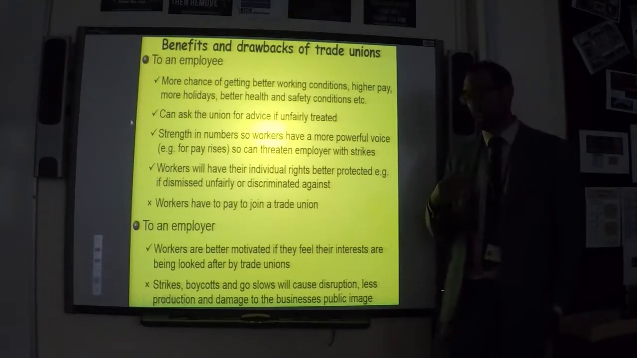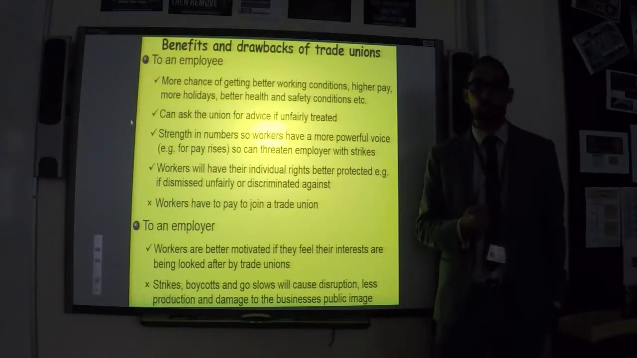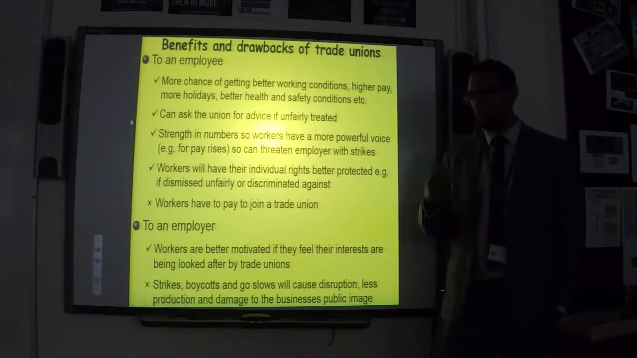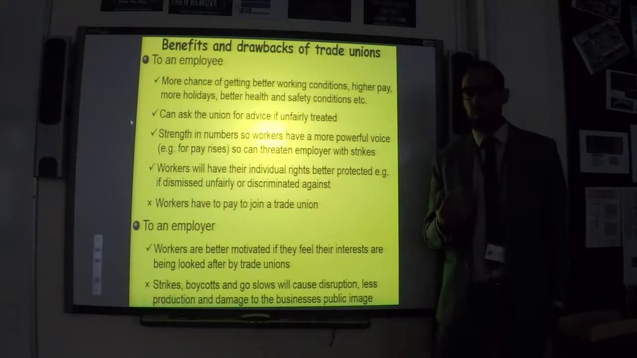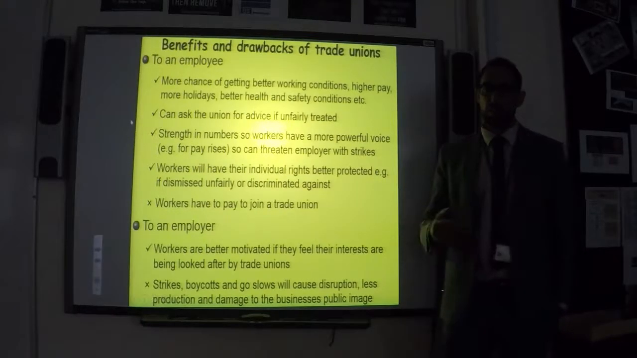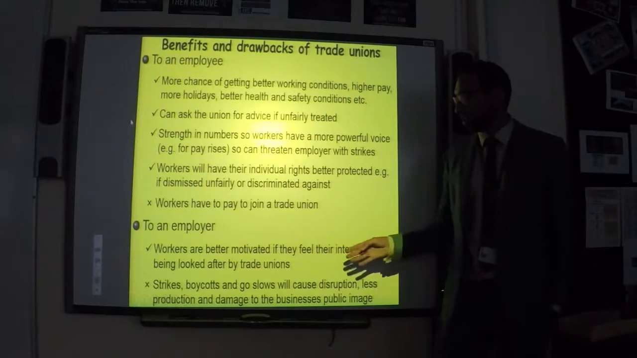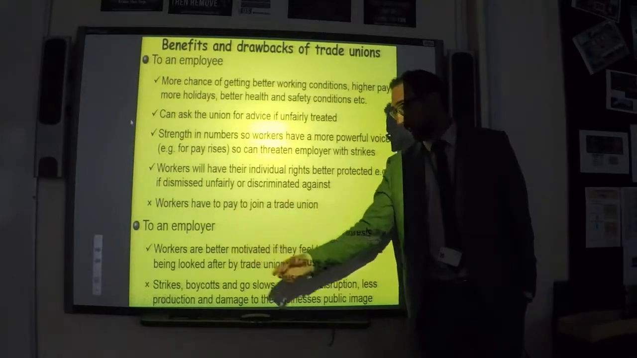So you'll have more motivated staff who want to stay with your business, who don't want to leave and go to a competitor. Remember, it's expensive to find new staff. So if your workers feel like their rights are protected, then they'll be more motivated, they'll work harder, and they'll stay with you for longer. So there is a benefit of trade unions to the business, to the employer.